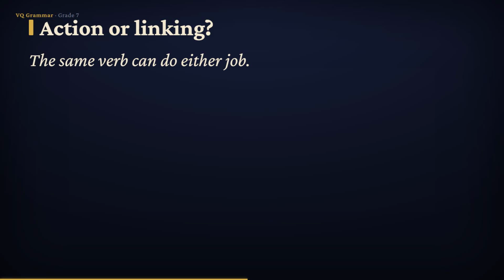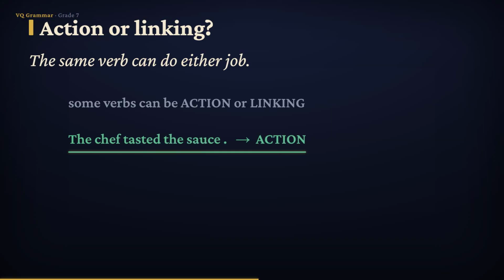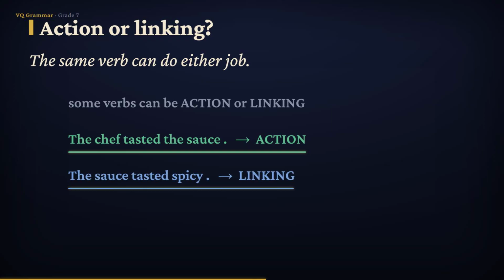A few verbs like look, feel, grow, taste, and smell can be action verbs in one sentence and linking verbs in another. Compare these two. The chef tasted the sauce. There, tasted is an action. The chef is actually doing something. But now, the sauce tasted spicy. This time, nothing is acting. The sentence is just describing the sauce, so tasted is linking.